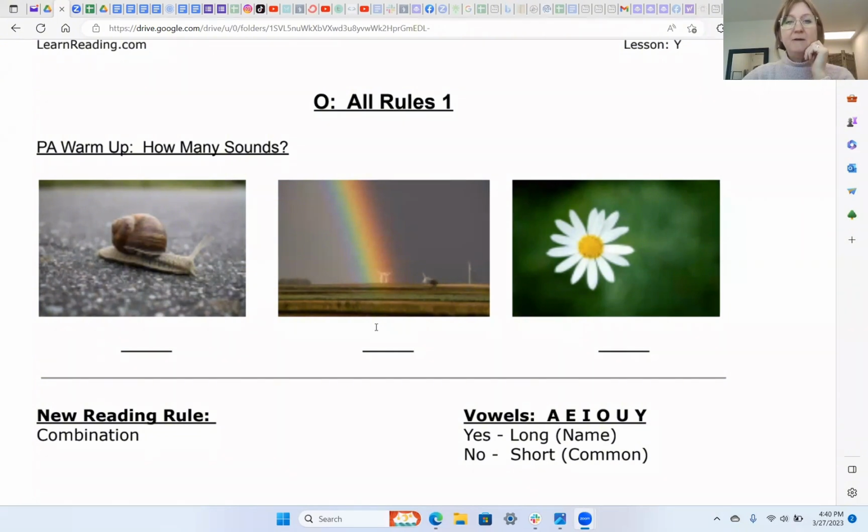Okay, let's count. So rainbow, we have R, A, N, B, O. 5 sounds. It's that B that is quick, and quick sounds are hard to grasp and isolate from all the other sounds. They like to connect on to the sound before or after them. So good job for isolating that B. The rest can be sustained. R, A, N, B, O. 5 sounds in rainbow.